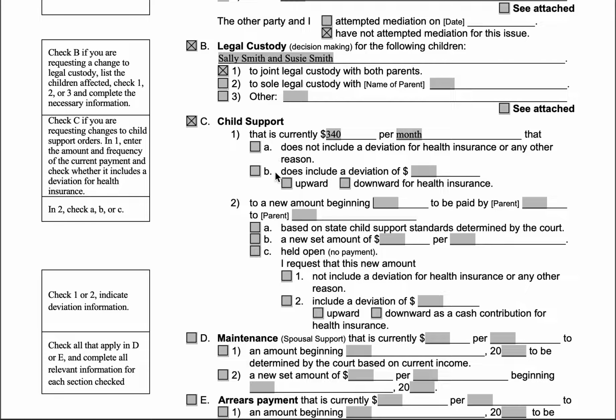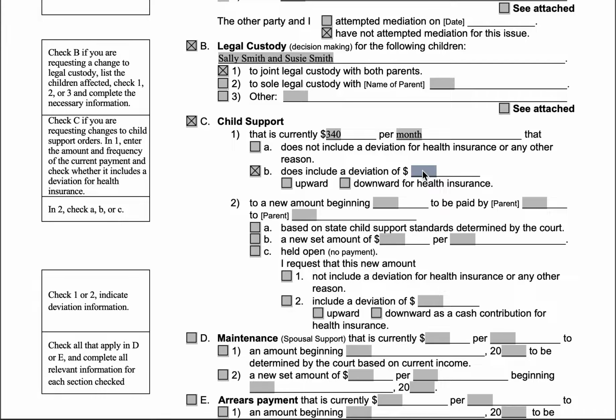So if that applies to you, if either your court order notes there's been a deviation, or if you believe there was one, you're going to check B, and then you'll indicate how much the deviation was. So it will usually say in your order that they deviated by 50 or 100 or whatever.